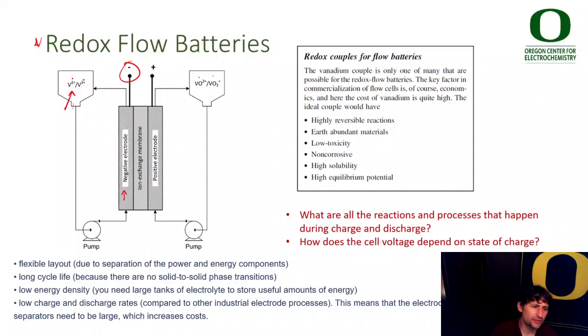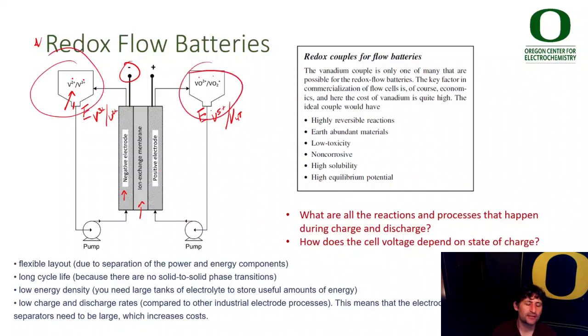So there's a big voltage between this E and this E. And that difference, that delta E, makes up the cell voltage. You typically have an ion exchange membrane between the positive and negative electrodes. And you have big reservoirs of these electrolytes, and those are used to store the electrical energy. It's very flexible. This is because you separate the power and energy components of the cell.